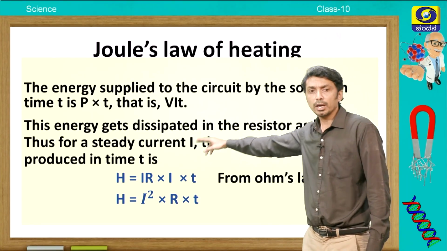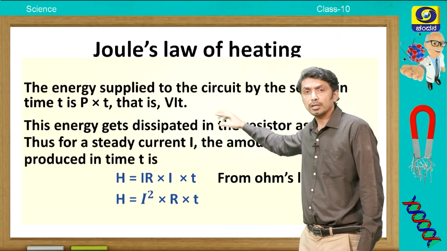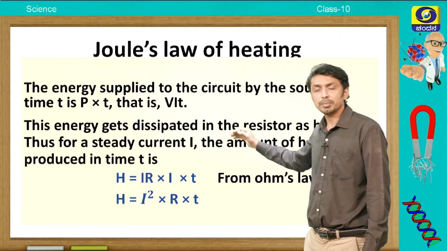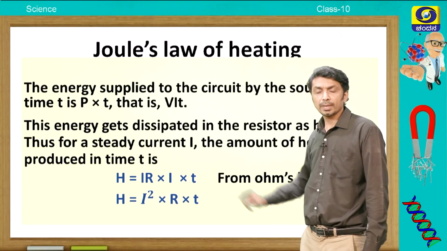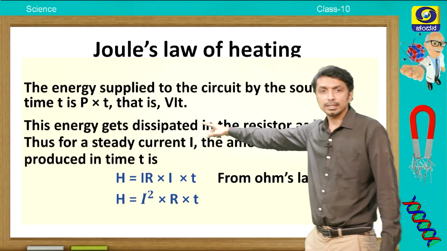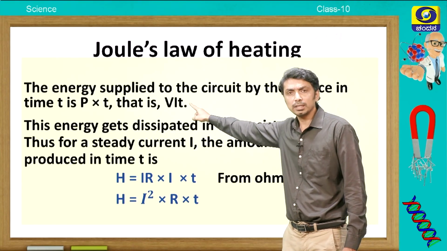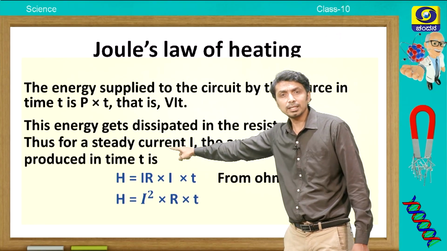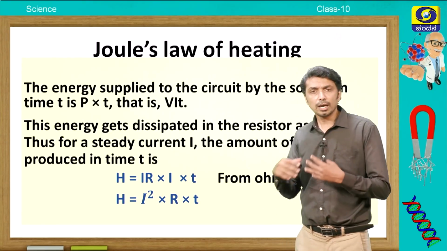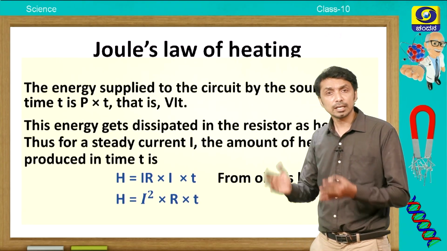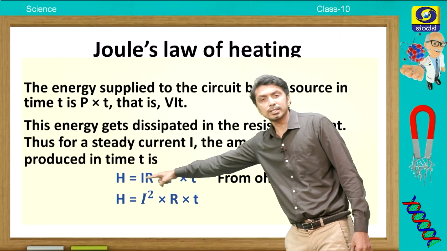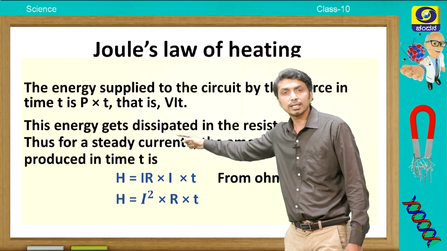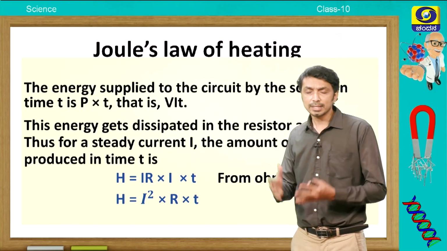So, now the entire electrical energy will get converted into heat energy, or will get dissipated as heat energy. So, we can say that V into I into T, that is the total electrical energy, is nothing but the heat energy, because the entire electrical energy is getting converted into heat. So, hence the term H. H is the heat energy produced because of the electrical energy supplied to the circuit.